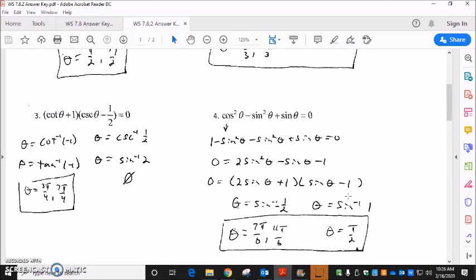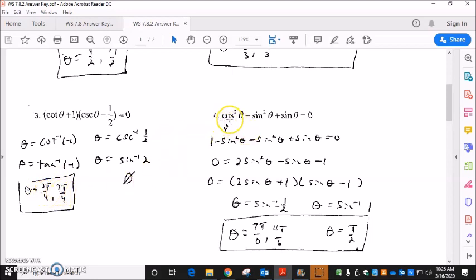Number 3, very similar to 3 on the day 1 worksheet. It's already factored. Set both of these equal to 0. But then this is a cotangent. You want to rewrite that as tangent. This is a cosecant. You want to rewrite it as sine, except when you do that and you take the 1/2 and flip it, there is no angle that has a sine value of 2. So only this part of the solution is going to give you actual solutions.